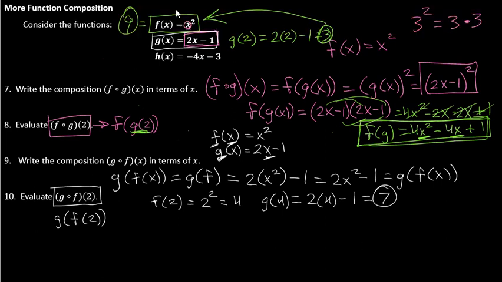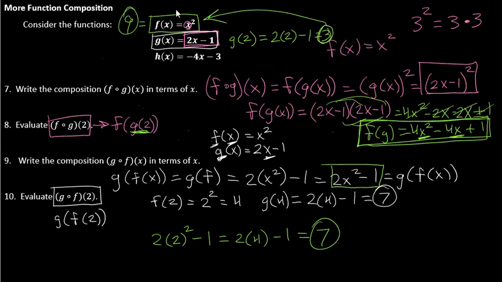Now I'm going to do it using my composite function, and I should get the exact same answer. So 2x squared minus 1. Let's see how that works out. So 2 squared gives me 4, so I've got 2 times 4 minus 1. So that's going to be 8 minus 1, which is also 7. So either way you choose to do it, it's still going to work.